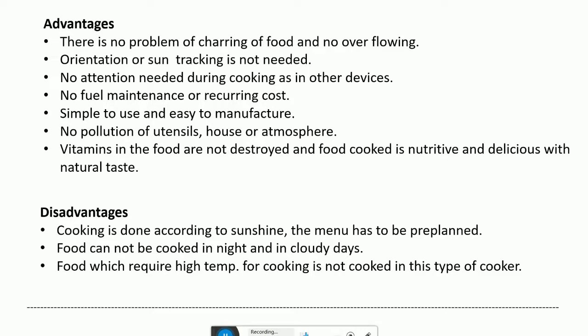But there are some disadvantages of this cooker. First, cooking is done according to sunshine, and we know that solar radiation is a variable phenomenon. It will vary with time. So the menu has to be pre-planned. Food cannot be cooked at night and on cloudy days because intensity will be less at that time. Food which requires high temperature for cooking is not cooked in this type of cooker. For example, chapatis are not cooked because high temperature for baking is required, and it also needs manipulation at the time of baking.